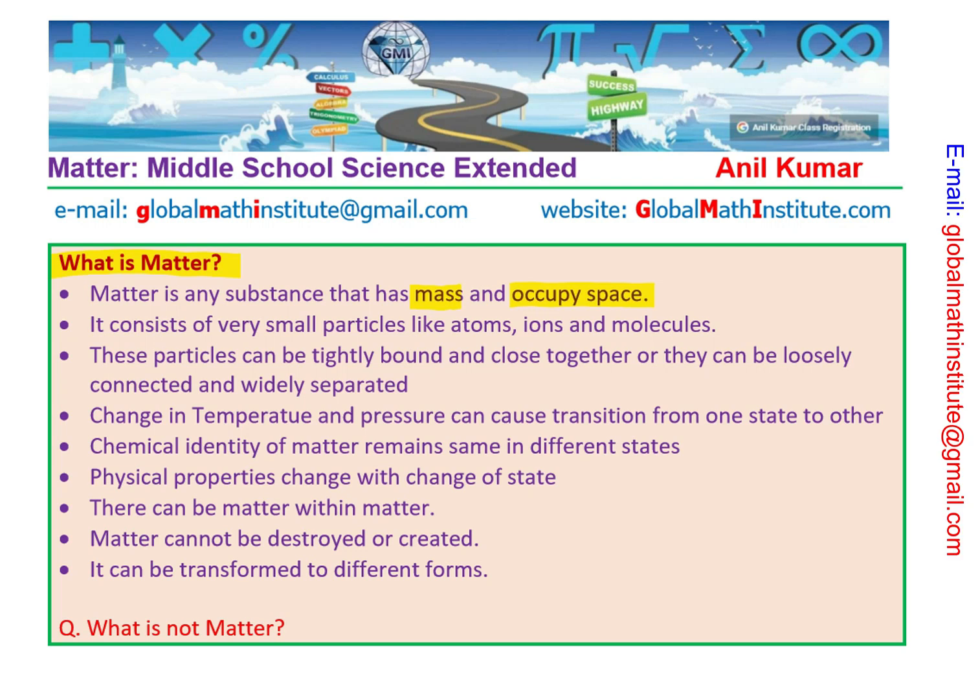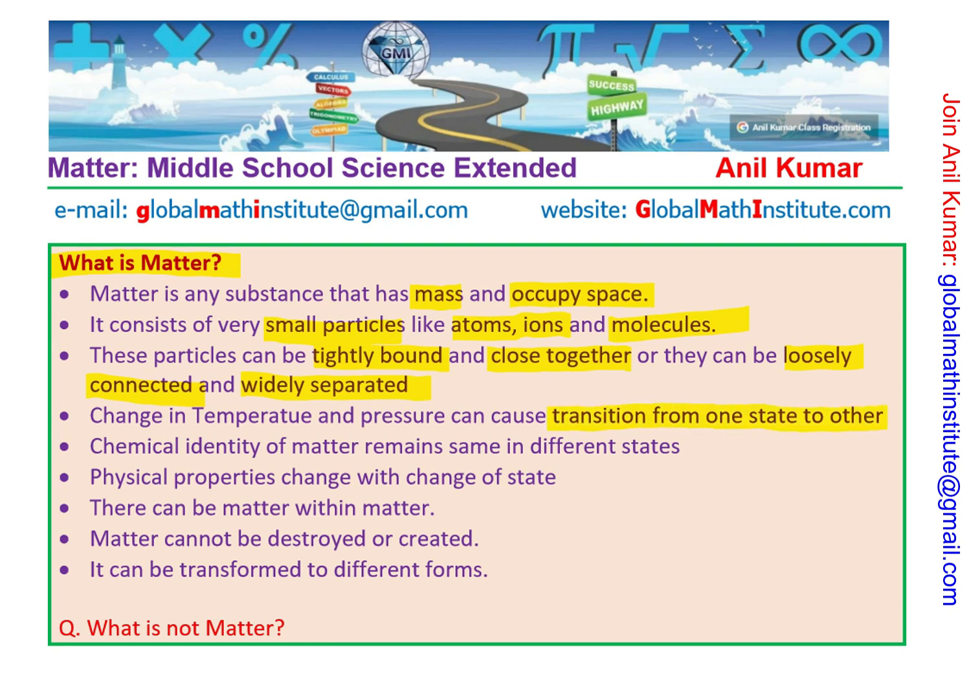It consists of very small particles like atoms, ions, and molecules. These particles can be tightly bound or closely together, or they can be loosely connected and widely spread. Change in temperature and pressure can cause transition from one state to other. Chemical identity of matter remains the same in different states. Physical properties change with change of state.